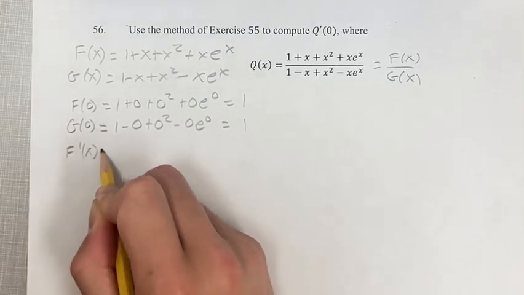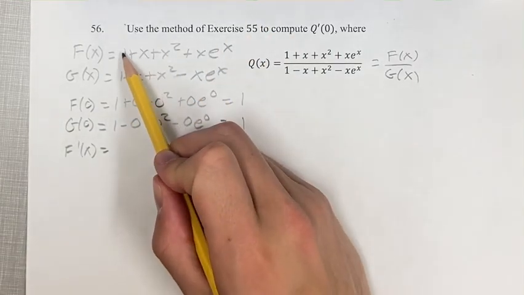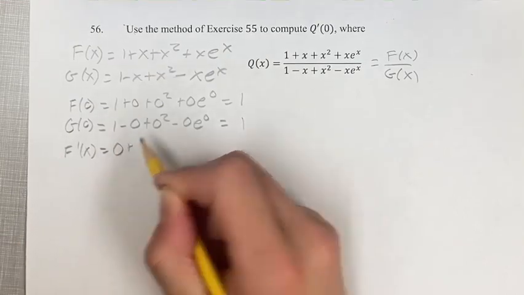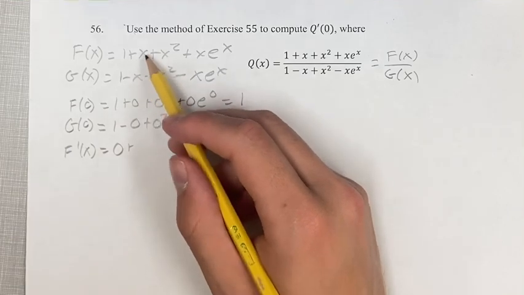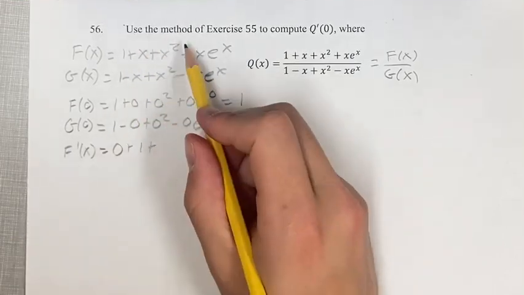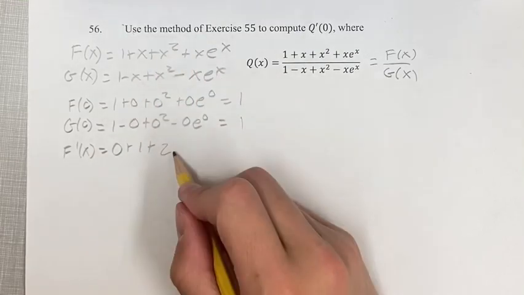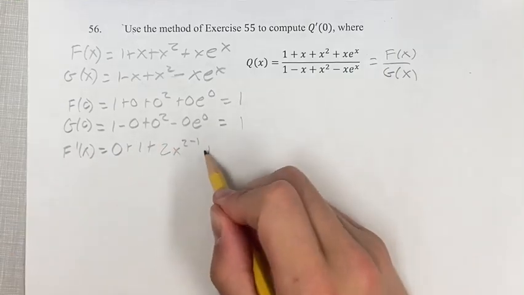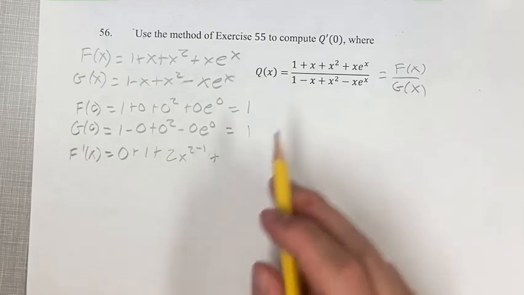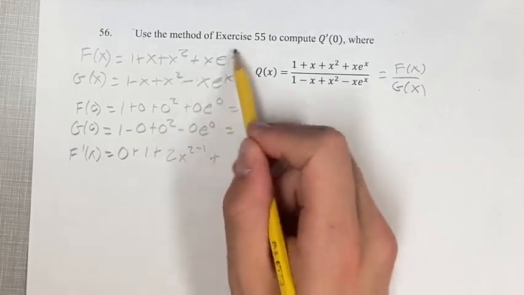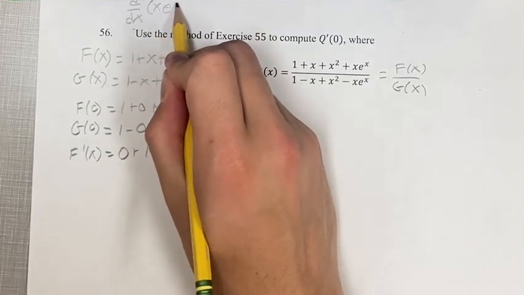F prime of x, the derivative of f, is going to be the derivative of 1, which is 0, plus the derivative of x, which is 1, since it's a linear term, its derivative is just its coefficient. Plus we have a power function here, so we bring down the exponent, and your new exponent is the old one minus 1. Plus we have x times e to the x here, so we're going to calculate the derivative of this up here, since we're going to have to do it twice anyway. We might as well just calculate it once.